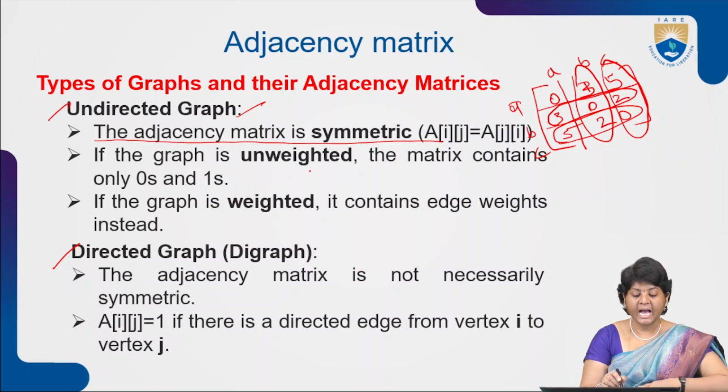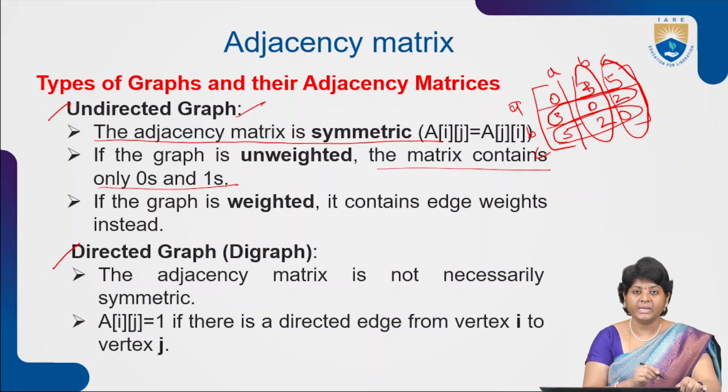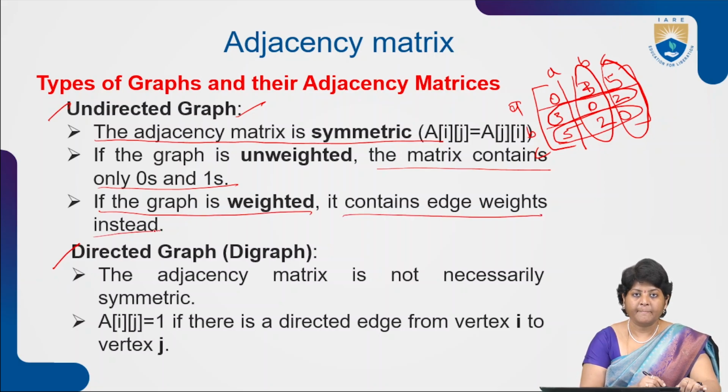If the graph is unweighted, the matrix contains only zeros and ones. If the graph is weighted, it contains edge weights instead. Is it clear? If the weights are not given, then the adjacency matrix will be filled with zeros and ones. If the weights are given, then it will be filled with weights. And the matrix will be a symmetric matrix.